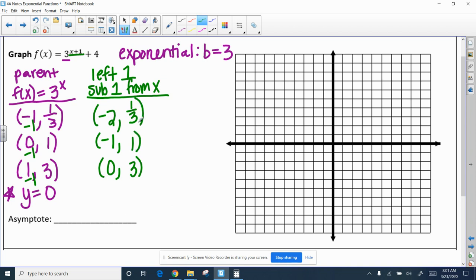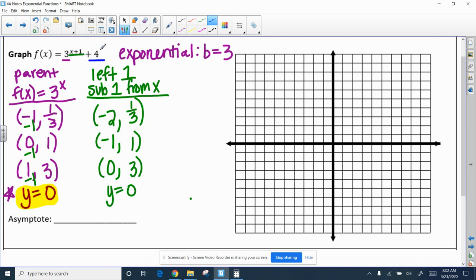Now, my asymptote. The original asymptote is y equals 0. Notice, since it's y equals, this is only affecting the y value. So because subtracting 1 was only affecting the x, I don't do anything to the asymptote yet. So my asymptote is still y equals 0. All right, I still have one other operation. I still have this +4.